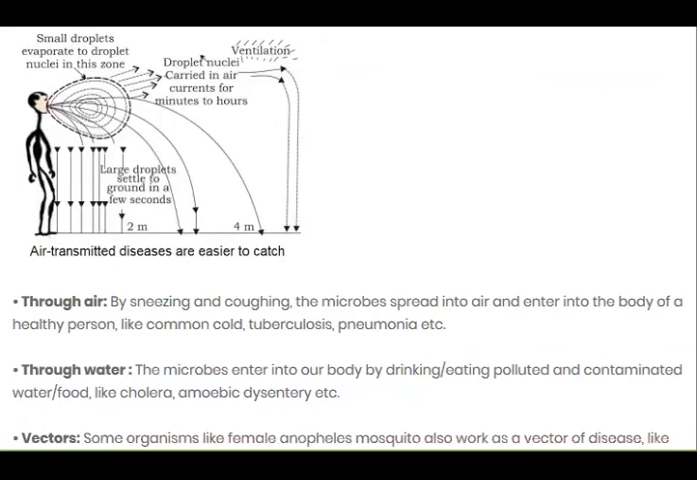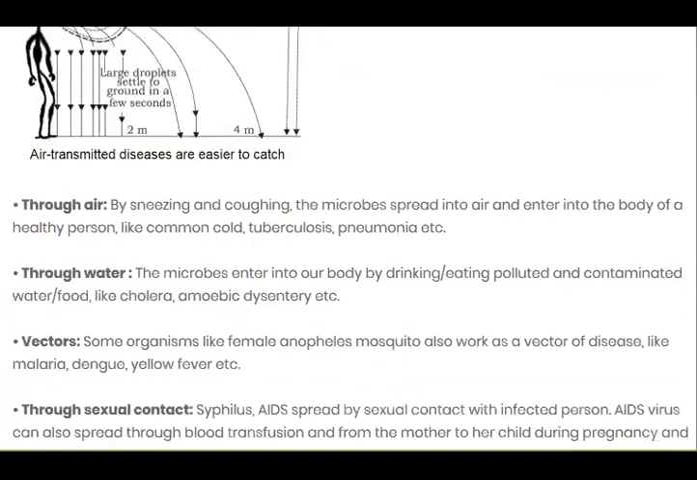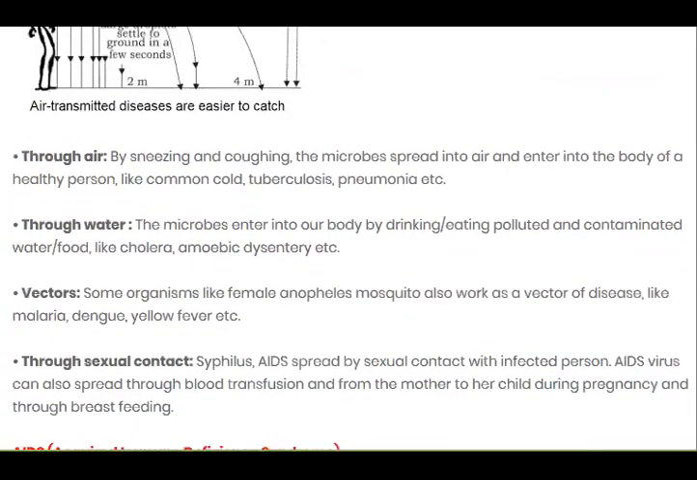Vectors are certain carriers, organisms like the female Anopheles mosquito. You are quite familiar. It also works as a vector of diseases like malaria, dengue, yellow fever, etc. Through sexual contact, the sexually transmitted diseases are syphilis, AIDS, spread by sexual contact with an infected person. The AIDS virus also spreads through blood transfusion and from the mother to her child during pregnancy or through breastfeeding.